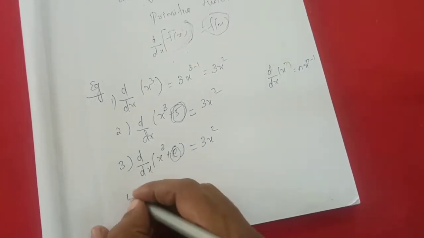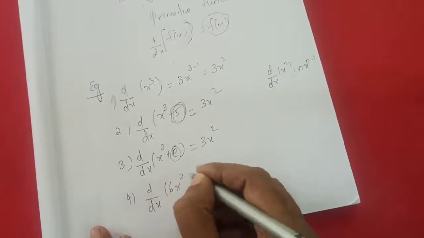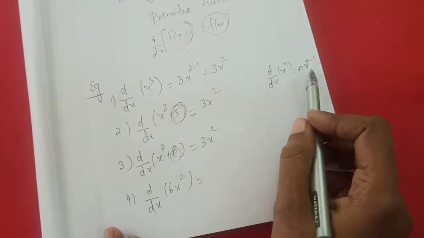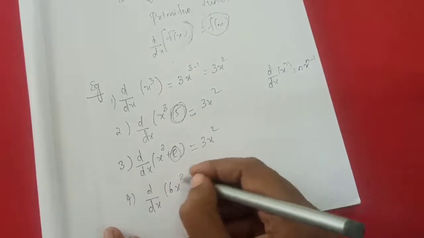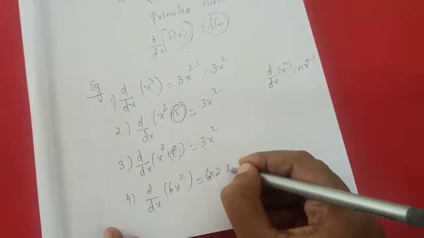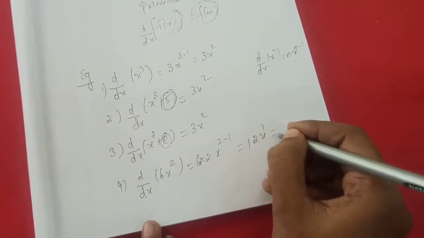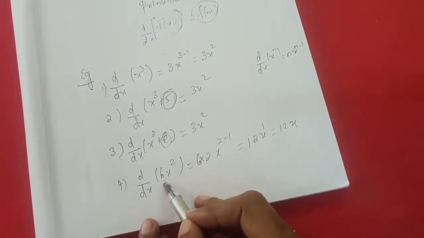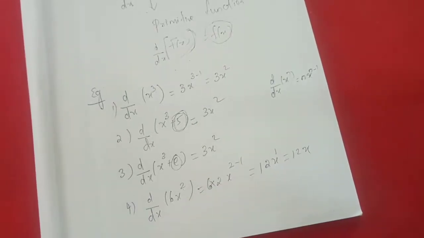So I'll give one more example for you: d by dx of 6x square. What will you do here? Solve by using this formula, n x power n minus 1. So here 6 is already there, and 2 also will come. 2 into x power 2 minus 1. So what's the value? 12x power 1, that's equal to 12x. What's the differentiation of 6x square? Already 6 is there, so 6 into 2 is 12, so 12x power 2 minus 1, that's equal to 12x. Understand, students?